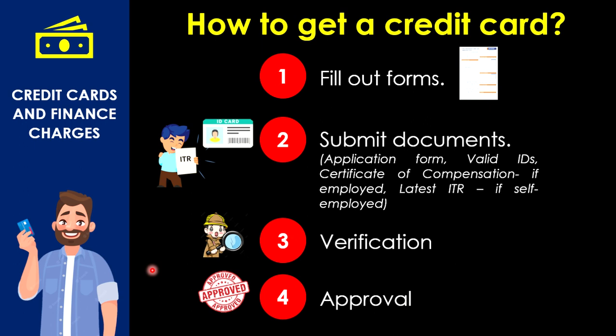And then we have a certificate of compensation if you're employed, such as the payslip, to identify your credit limit based on your salary. And then the latest ITR, for those who are self-employed. If you have your business, they will monitor your income through that ITR. Once you submit all the necessary documents, they will verify them and check their legitimacy. Then after that, they will make the decision: are they going to approve or reject your application? Okay.